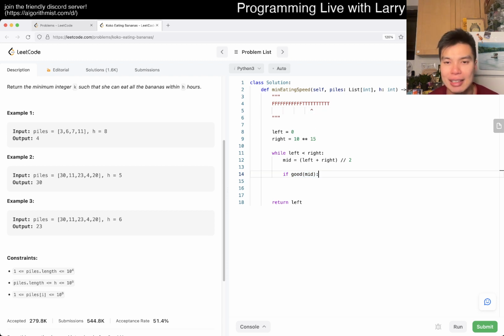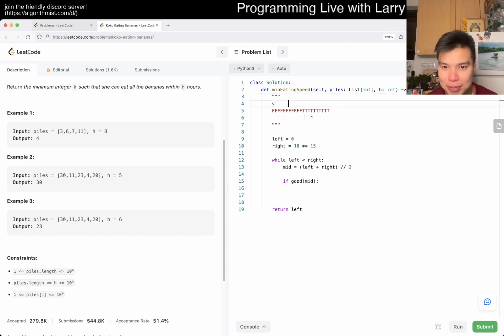Well, we found a true value. That means that the value is good, so we want to keep that inside the range, but we want to make it smaller. So that means that if we have, say, this is the range, then we want to move this V to here, right? Inclusive, because, well, it is a good value. So yeah, right is equal to mid.